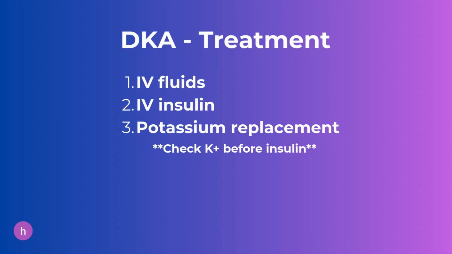The treatment for DKA follows a specific priority. Fluids are first, then IV insulin, and then potassium replacement once urine output is adequate. Remember, insulin is never started without checking the potassium.